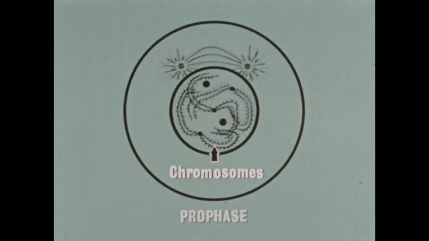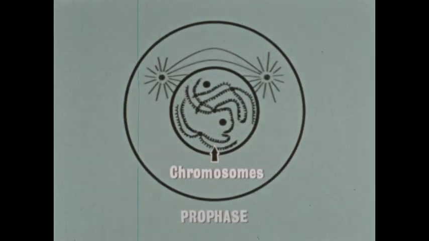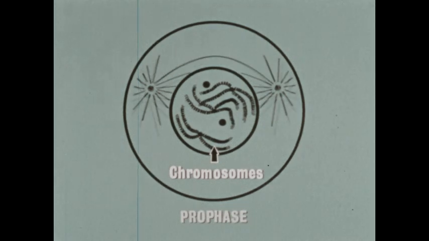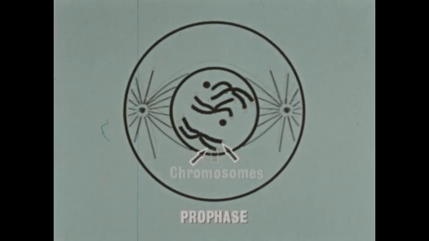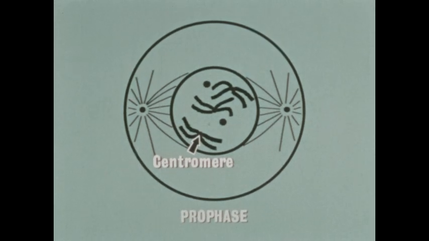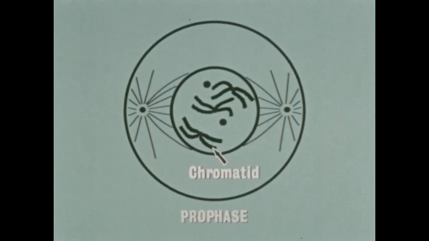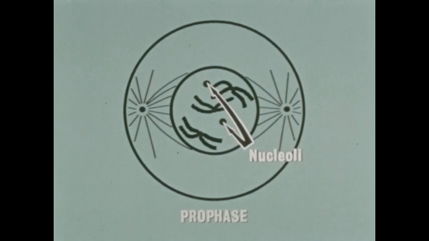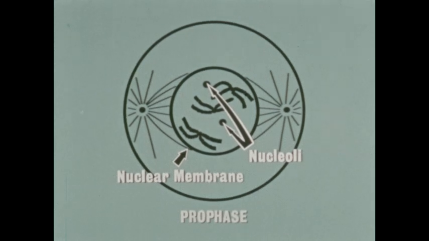As these strands become shorter and shorter due to a coiling process, we see that each chromosome is double. The double strands are joined at the centromere, a central point on the chromosome. Each half of the original chromosome is now referred to as a chromatid. As each chromatid attains its minimum length and maximum thickness, the nucleoli, small structures within the nucleus, and the nuclear membrane gradually disappear.